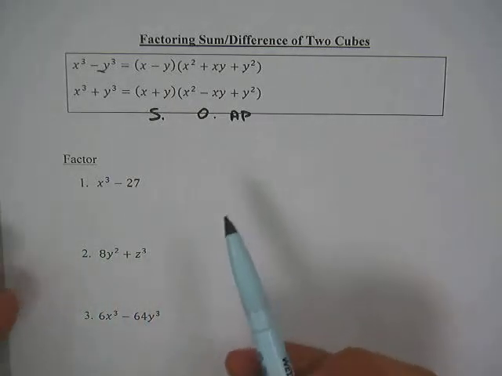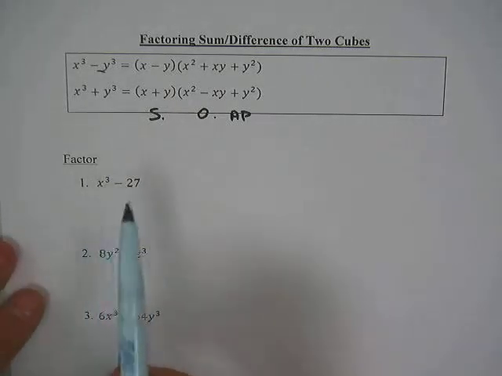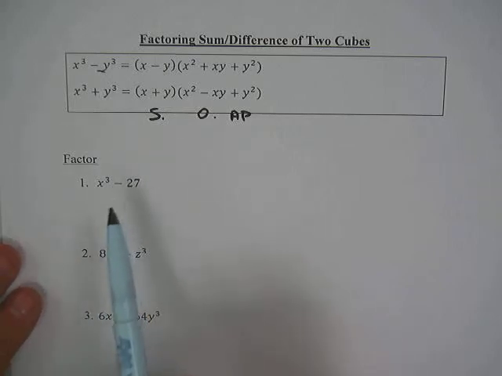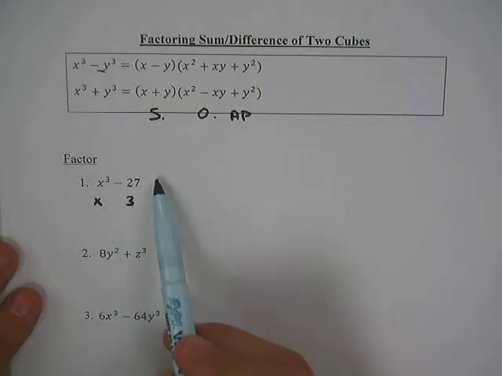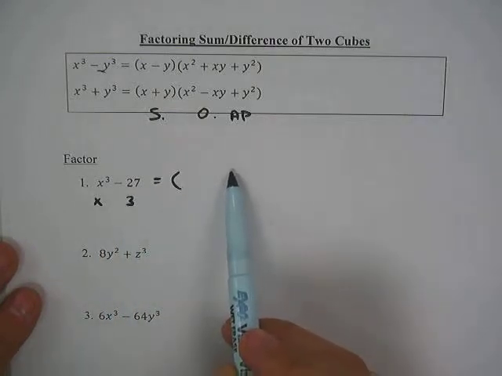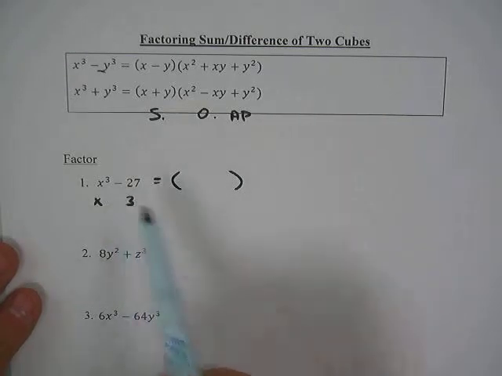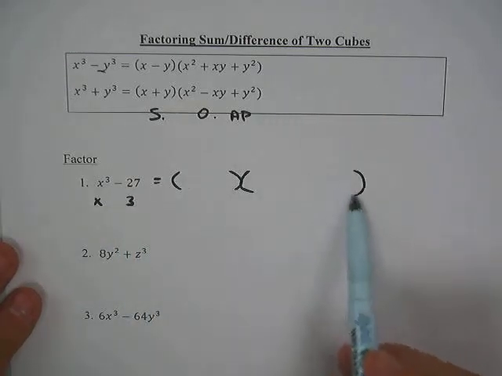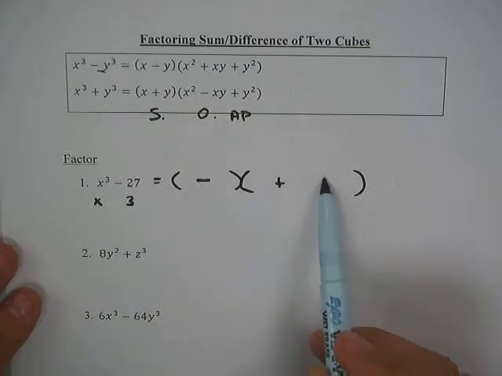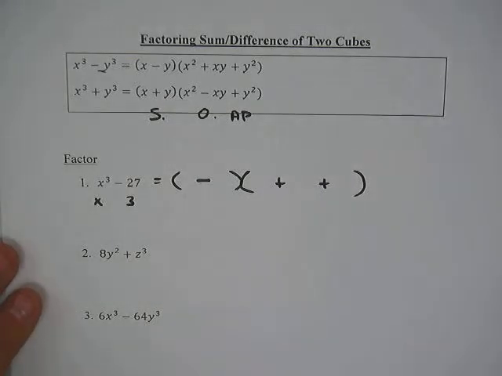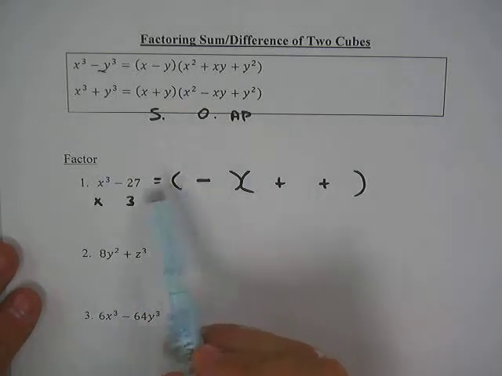So here we have x to the third minus 27. And so what I think is helpful is to start out by just listing what the cube roots of both these terms are. So the cube root of x to the third is just x. The cube root of 27 is 3. And so to factor it, it's minus, so I'm going to do the signs first. So it's same, opposite, always positive.